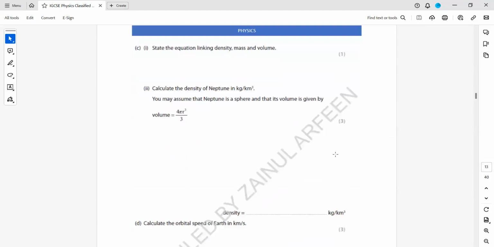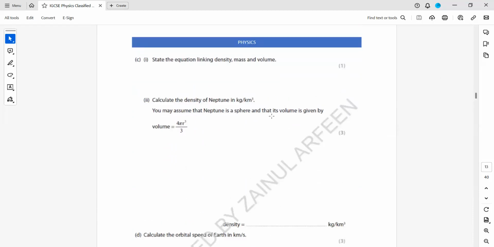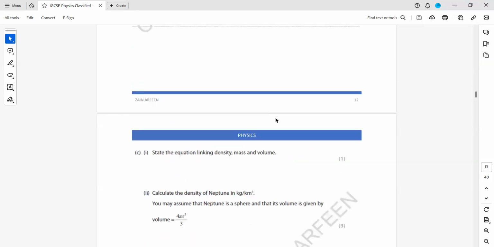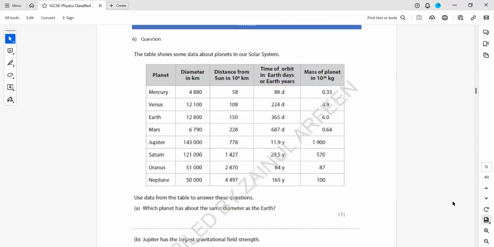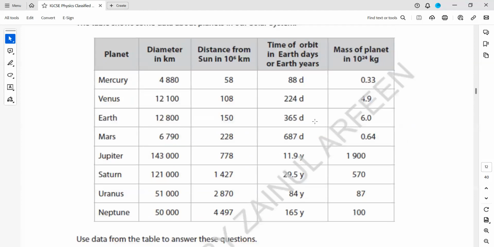State the equation linking density, mass, and volume. How can we relate the density, mass, and volume? So density equals mass divided by volume. Calculate the density of Neptune in kilograms per kilometer cubed. Yes, that's right, density is mass over volume. We consider the gas giants as spheres, so we need the unit kilograms per kilometer cubed.